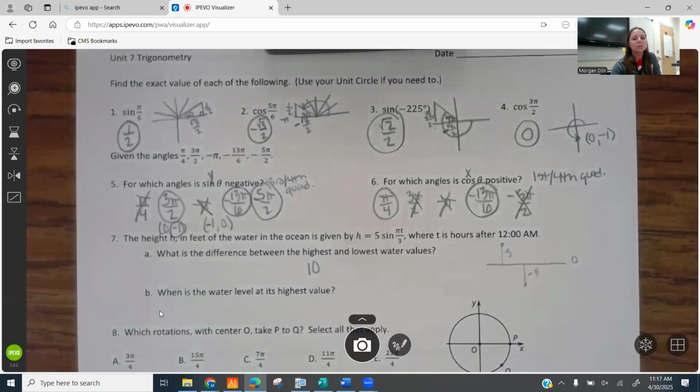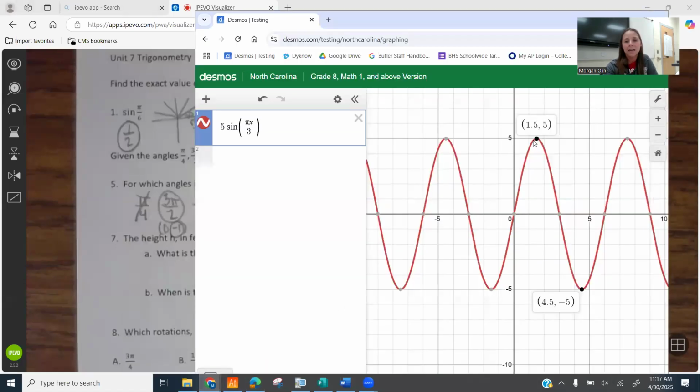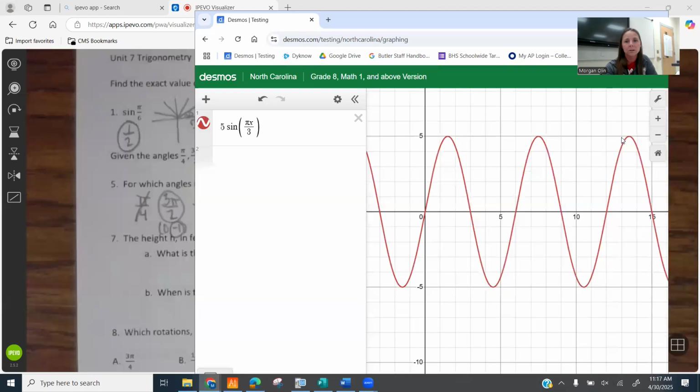And the question is, when is the water level at its highest? So I'm going to go back to a graph. Where is it at its highest? Well, right here, its highest is at 1.5, when x, or t in this case, is 1.5. And then again, it's at 7.5. Let's see if we see any others. Okay, and then again at 13.5. So we actually have several different answers here.